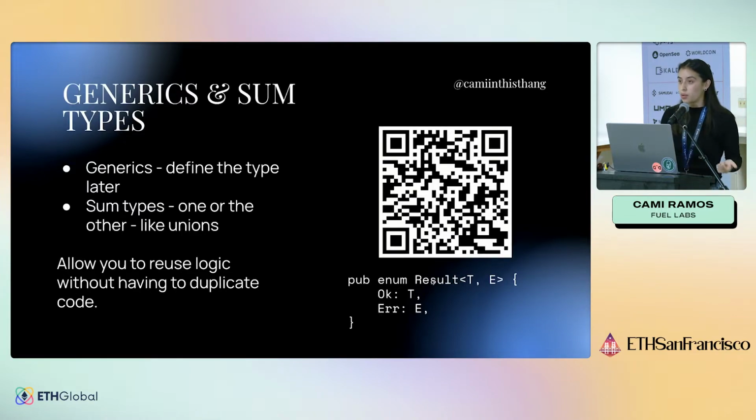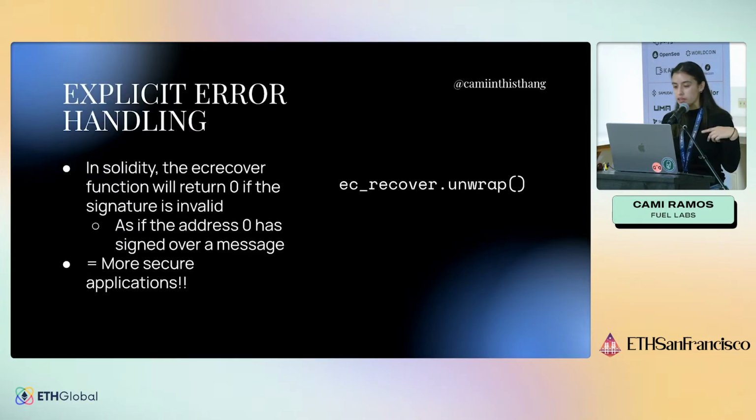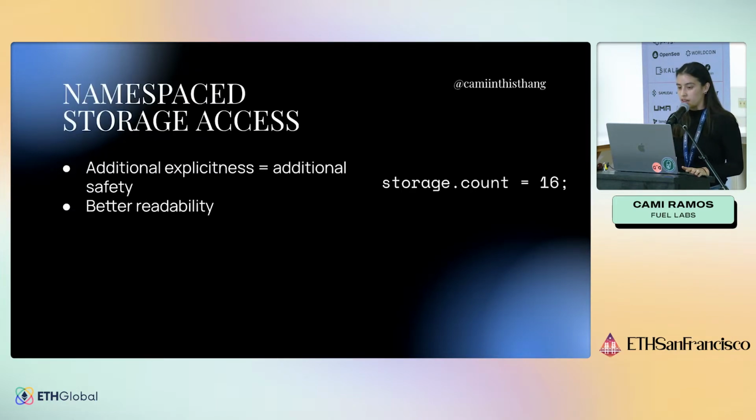Was it okay or was it error? So that's what I was referencing earlier, and then this is the explicit error handling. That's kind of what I mean when I say it forces you to call this method unwrap to actually see the error. Okay, we're going to speed through this.